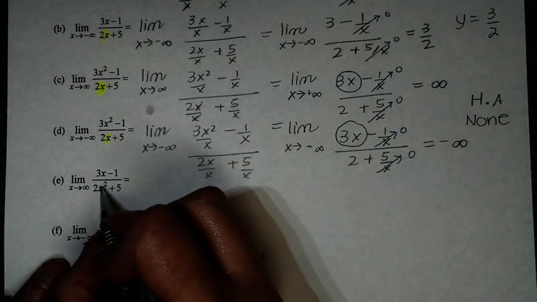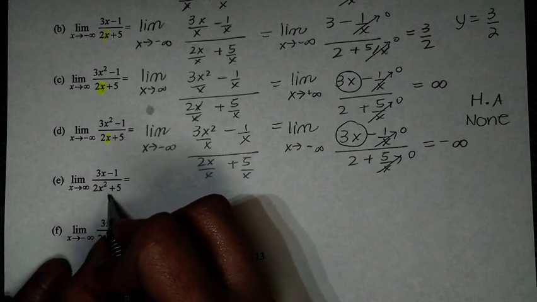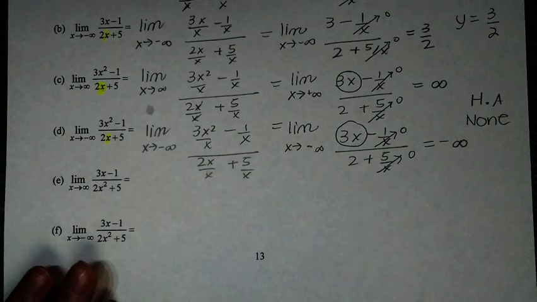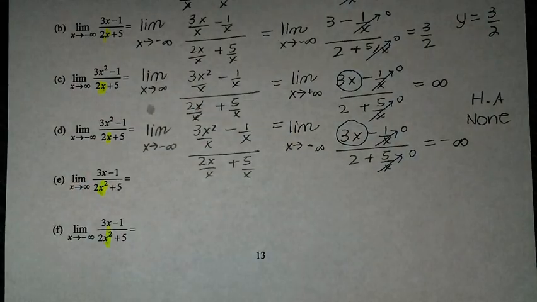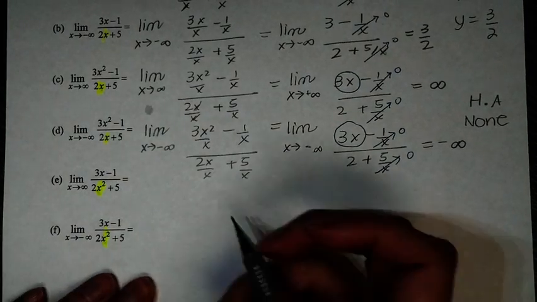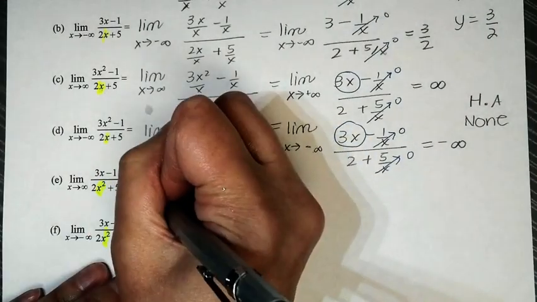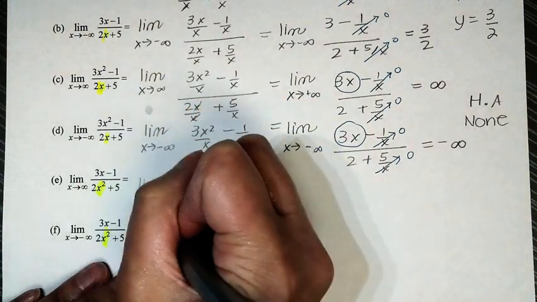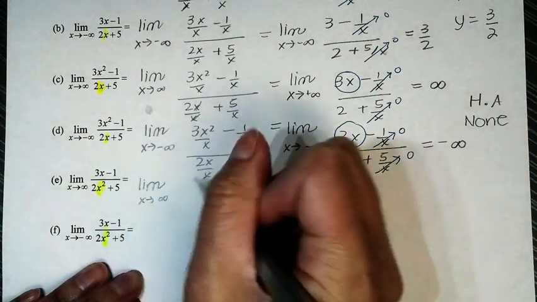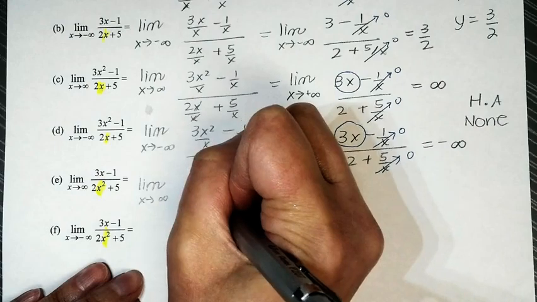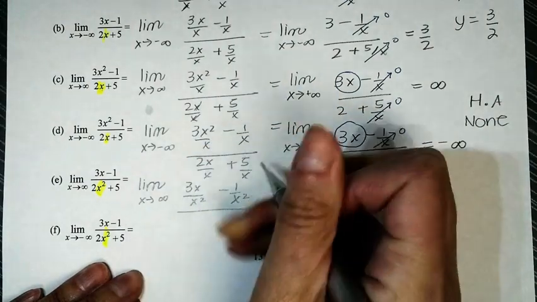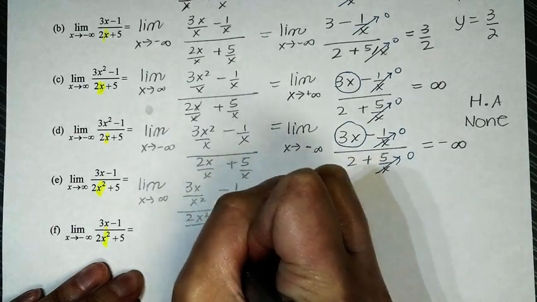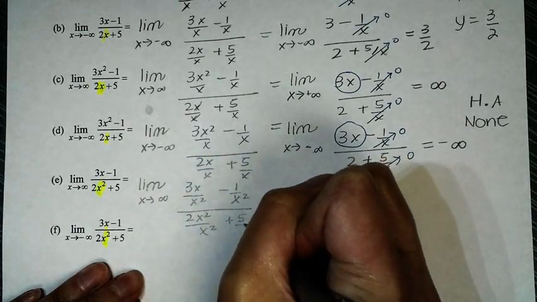You can see that the highest exponent on the denominator is going to be x squared. Both of them are the same expression, so let's see if we get the same. What happens here? We're going to divide everything by x squared. Why? Because it's the highest degree of the denominator. So you have 3x divided by x squared minus 1 divided by x squared, all of this divided by 2x squared divided by x squared plus 5 divided by x squared.